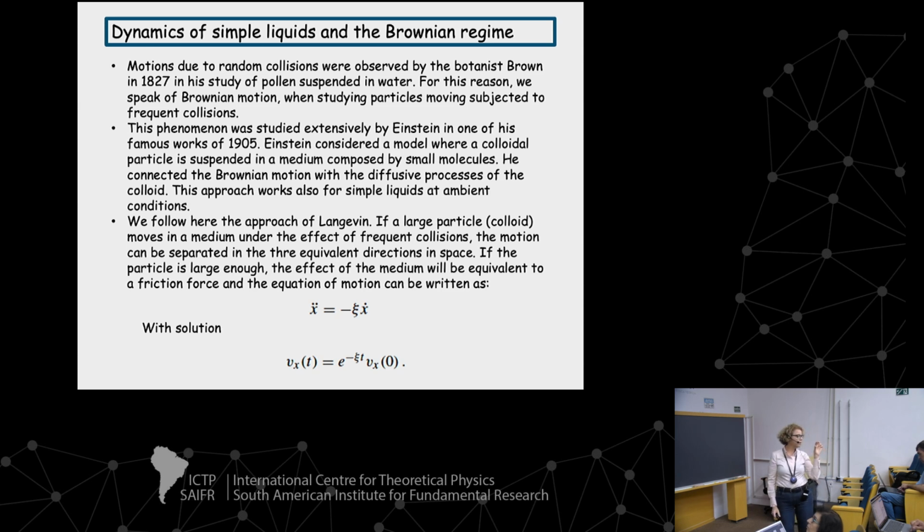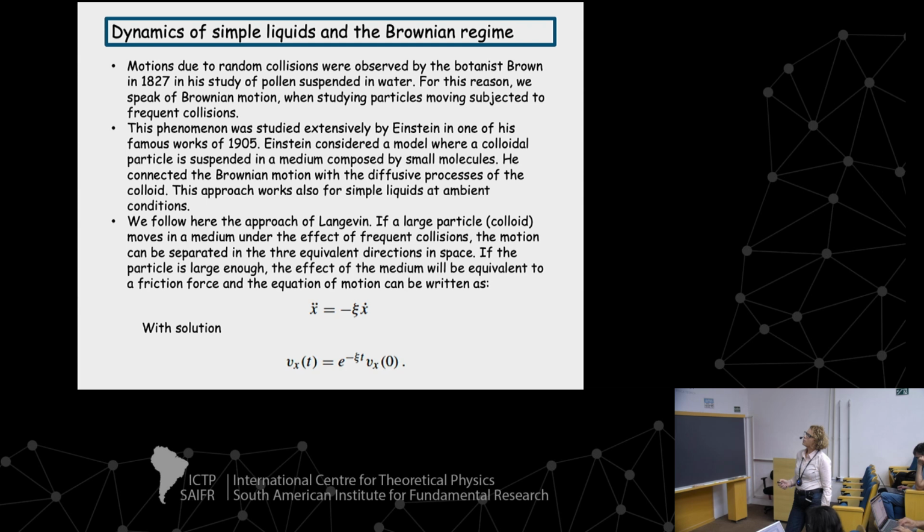There is also a little booklet of the original five papers. If you don't have it at home and you're a physicist, you might want to buy it and read those five papers, or at least the one connected to condensed matter. Okay, so it was studied in one of his famous works in 1905. Einstein considered a colloidal particle like the pollen suspended in a background fluid, a medium composed of small molecules, and he connected the Brownian motion to the diffusive process of the colloid.